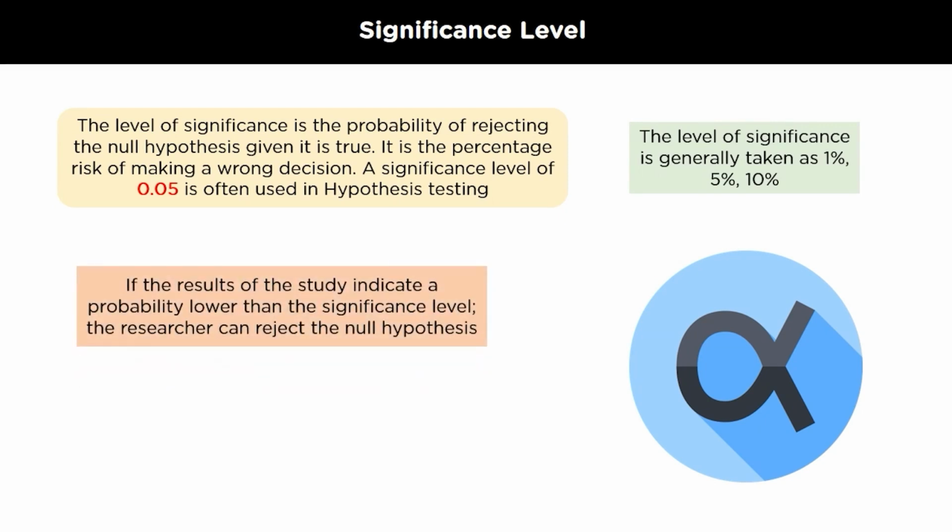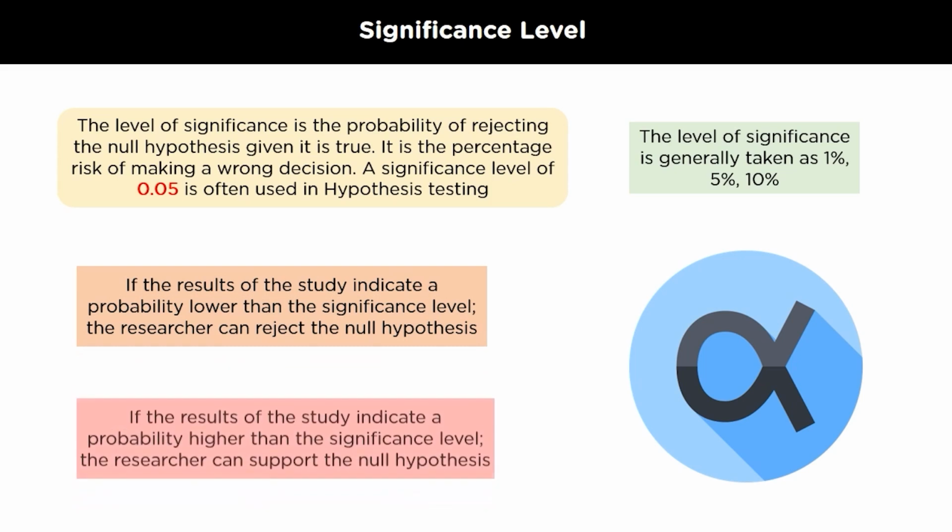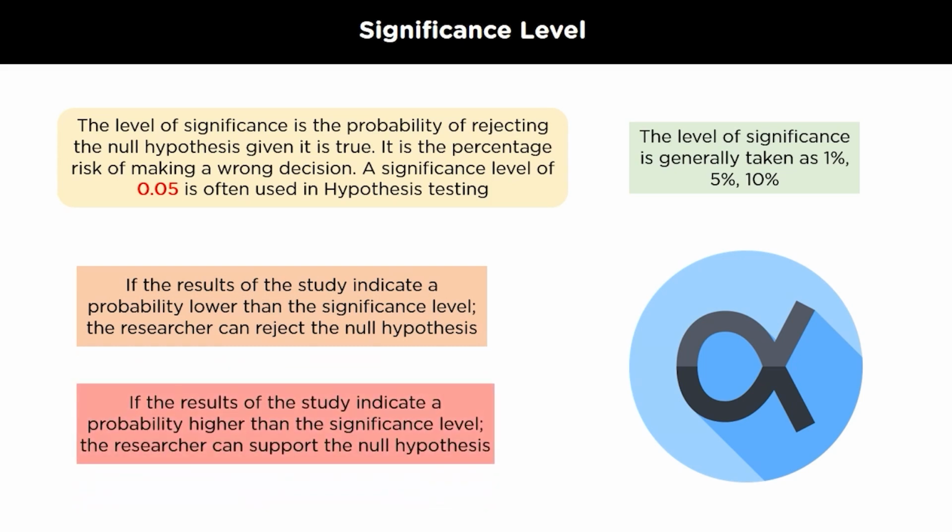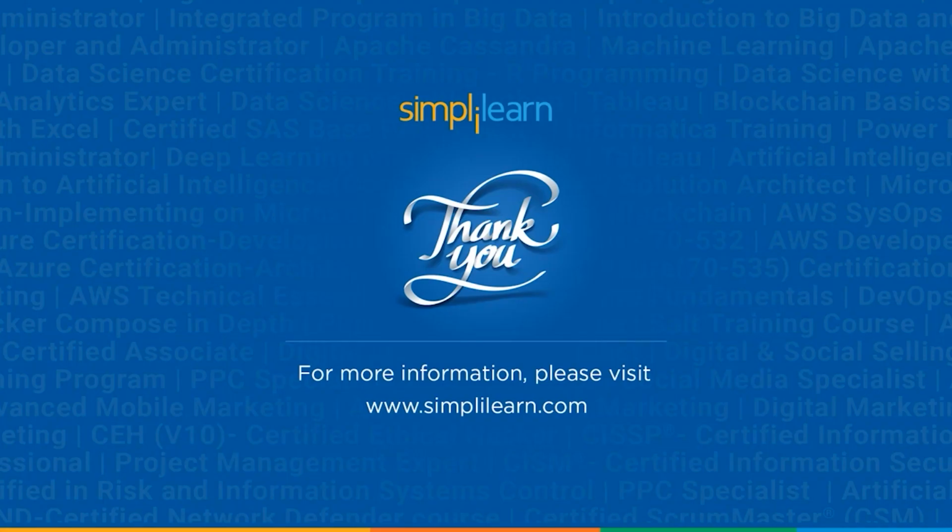If the result obtained from the study indicates a probability lower than the significance level, in this case, a researcher can reject the null hypothesis. Otherwise, if the result of the study indicates a probability higher than the significance level, the researcher can support the null hypothesis. With that, we have come to the end of this video on hypothesis testing.